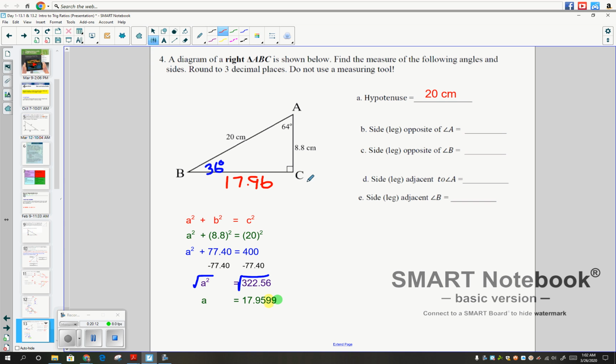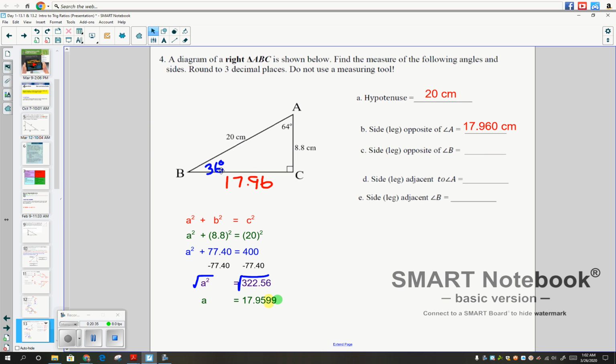Is the length of segment BC, which is the leg that is what? Opposite of angle A. Now, it says 3 decimal places. I got it written as 17.960. Even though it says 3, if that number is 0, you do not have to have it. If you put it there, it's perfectly fine and acceptable as well.